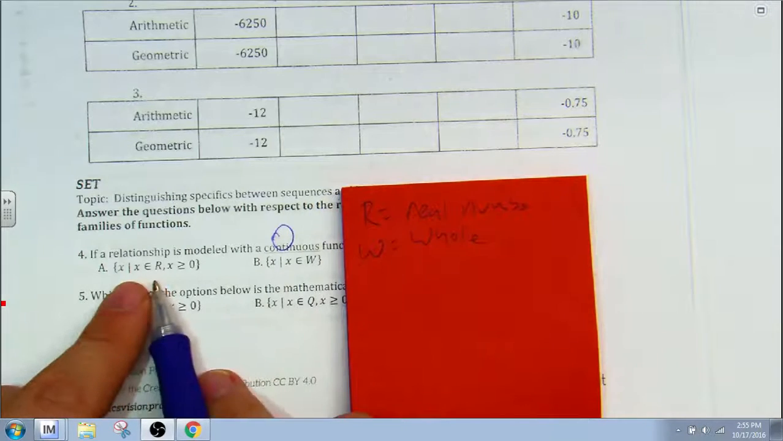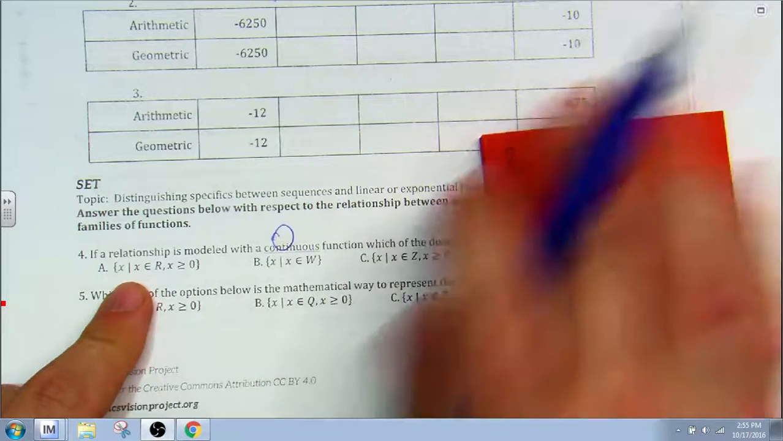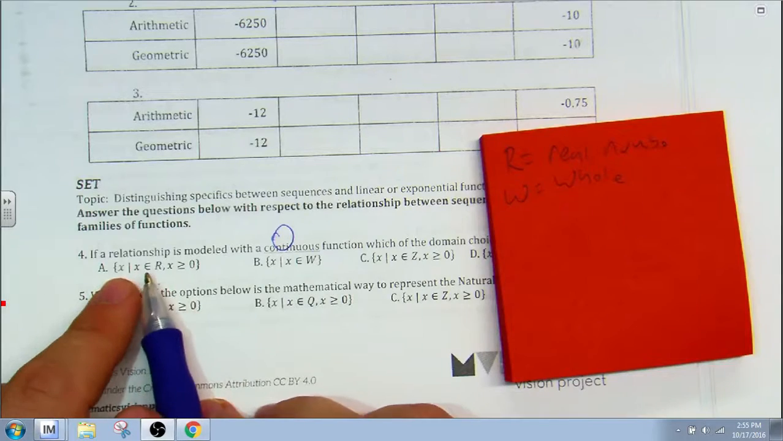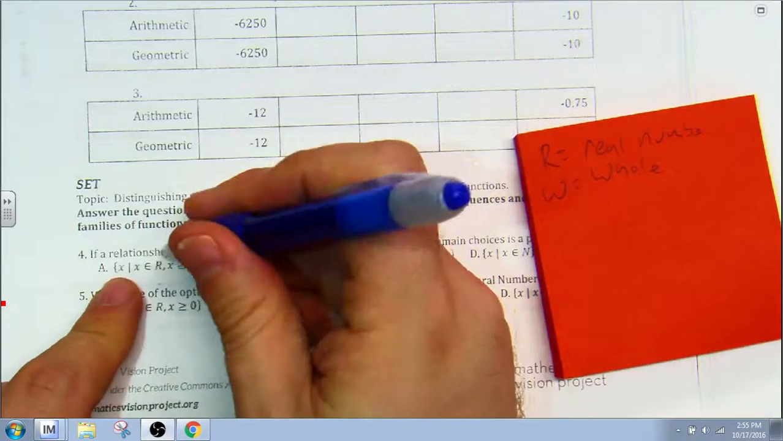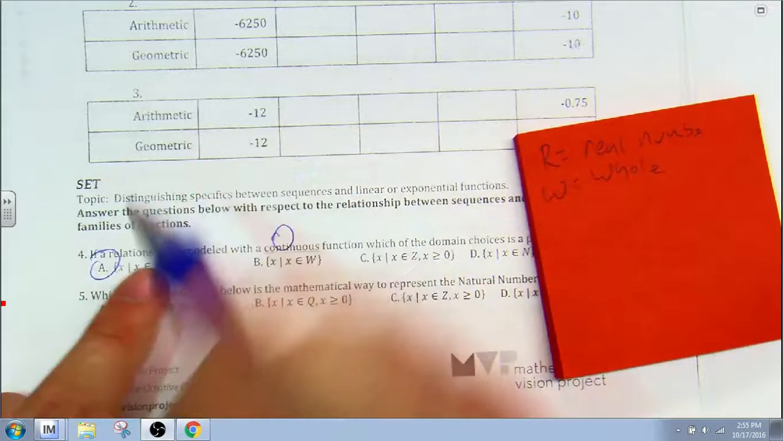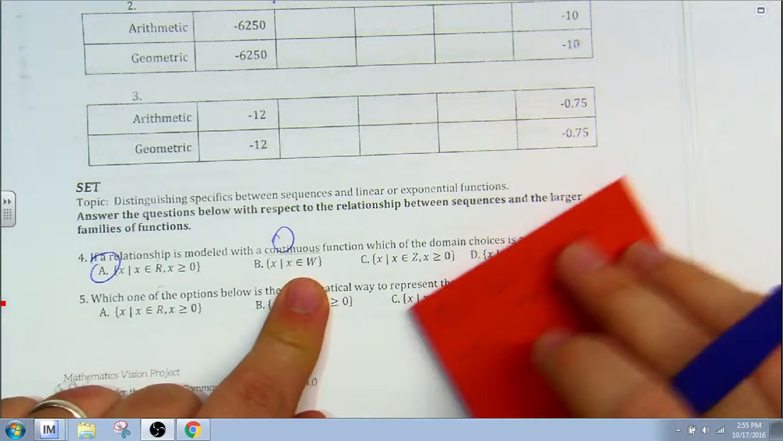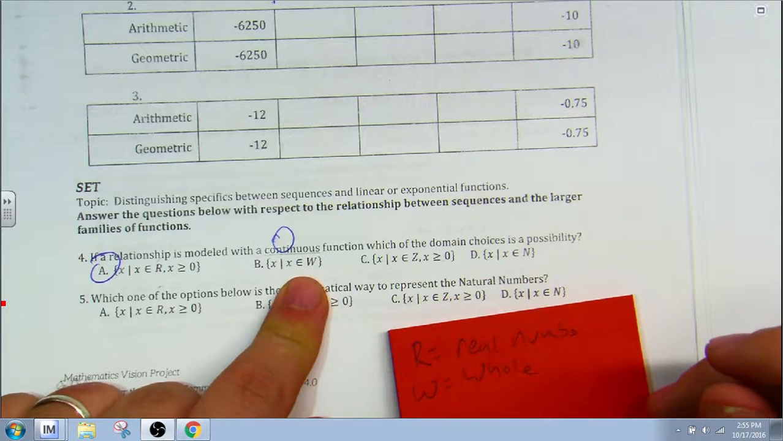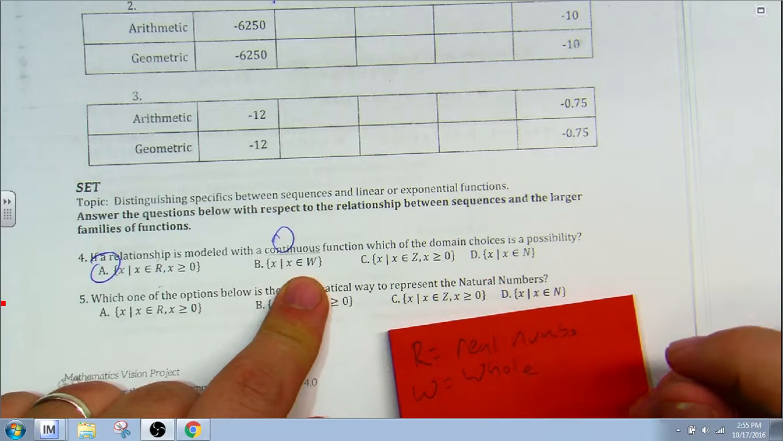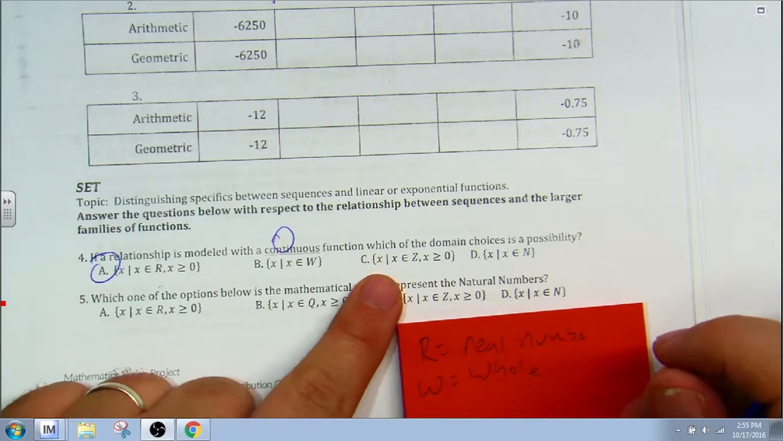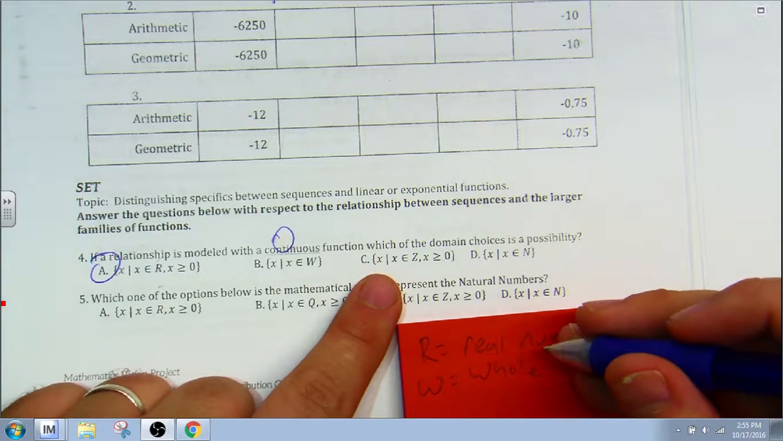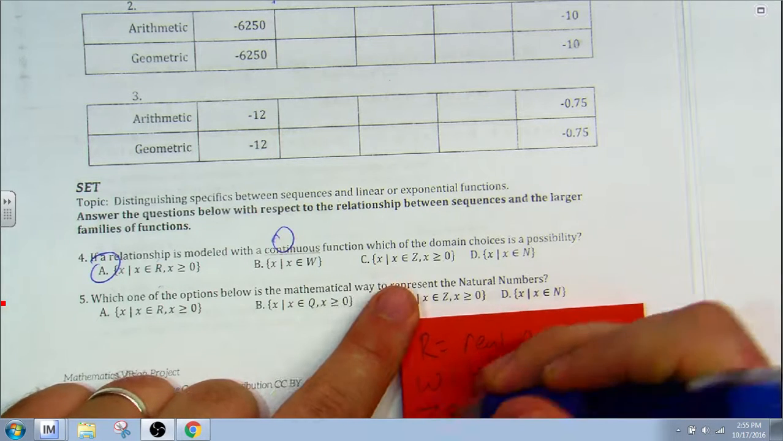So the set of x where x is greater than or equal to 0, all real numbers, that's going to be continuous, because every single real number is included, including numbers like 0.5 and all that sort of stuff. Whole is only 1, 2, 3, 4, so that can't be continuous, right? Z is rational numbers, right? Well, I don't think I ever went over that, actually.